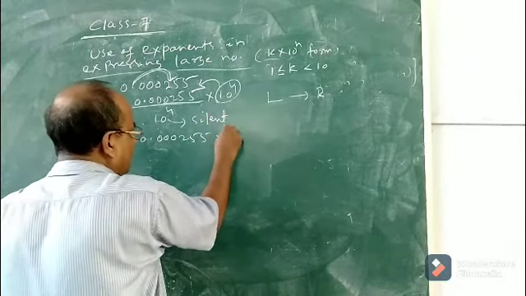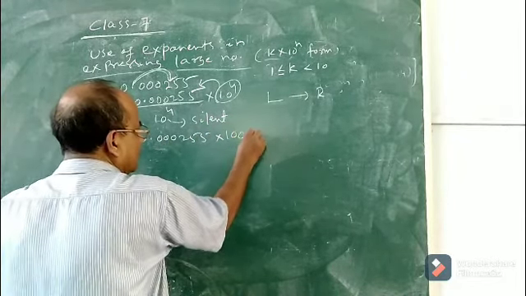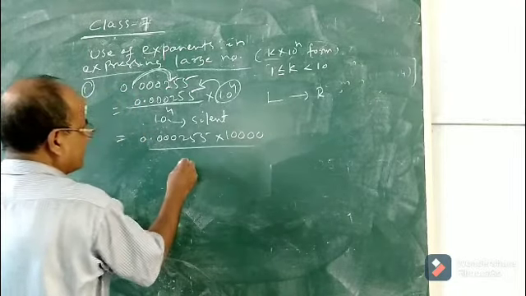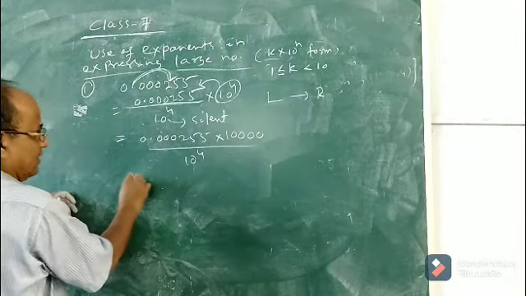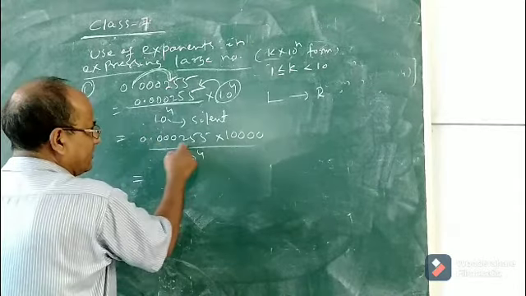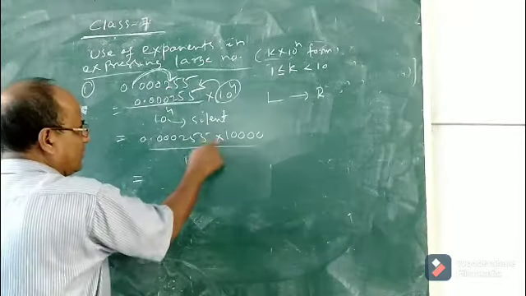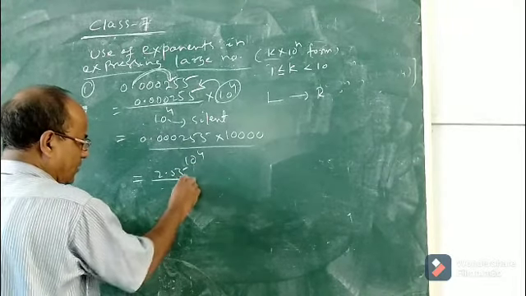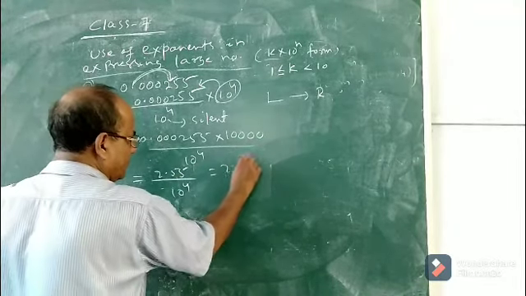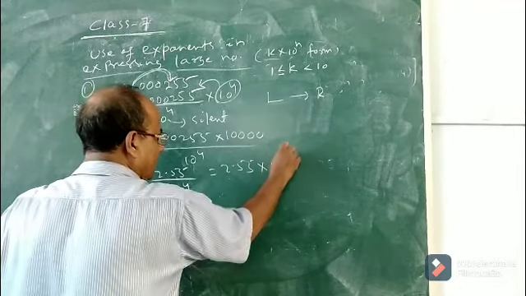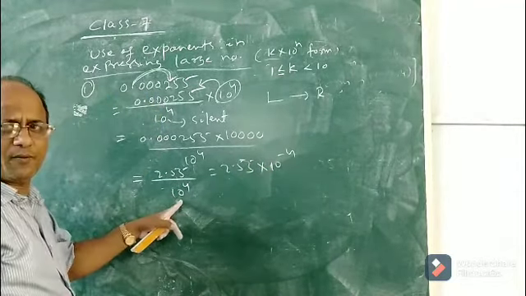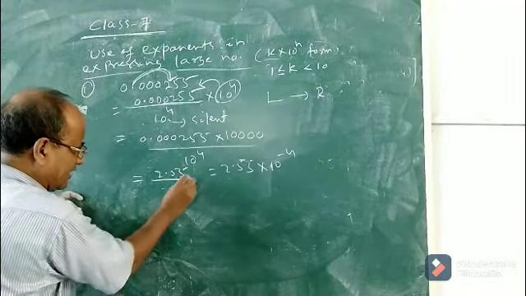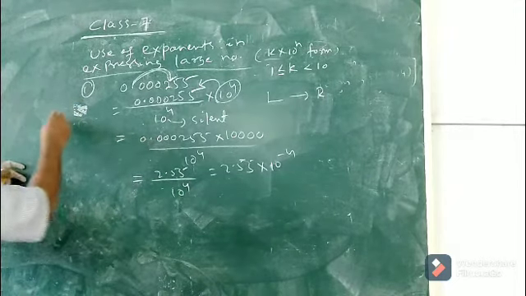So it is 0.000255 into 10 to the power 4, means 10, 2, 3, 4, you see, it is 10 to the power 4. Now if this number, this one will be silent, you multiply this, it will become 2.55 divided by 10 to the power 4, and this will be 2.55 into 10 to the power minus 4. Why 10 to the power minus 4, children?